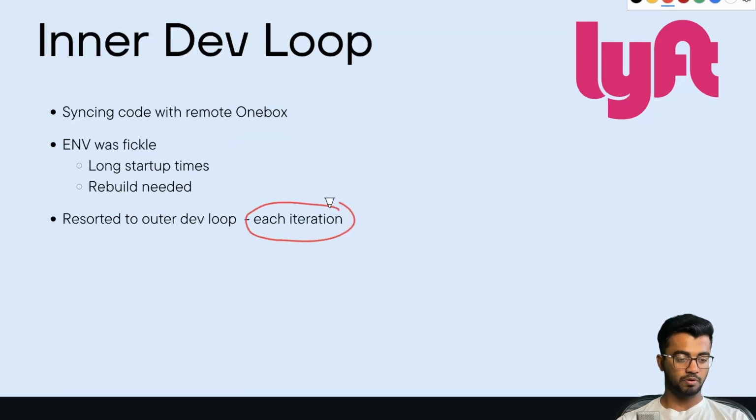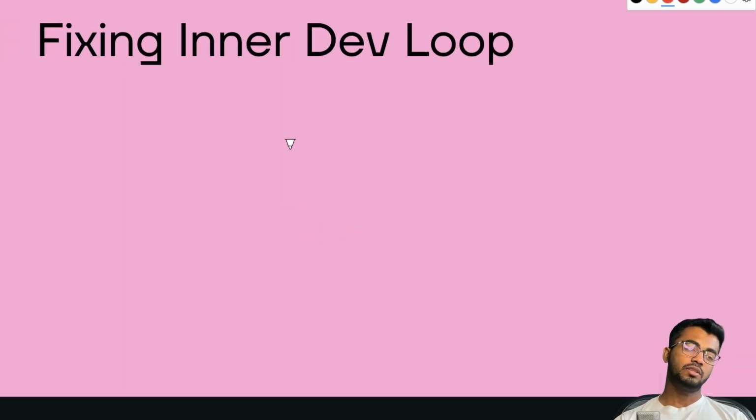What do you think was the problem with this? The problem was that it was leading to higher iterations, because the outer dev loop is not meant for faster, rapid iterations. So it increased the development cycle. The team at Lyft focused on fixing the inner dev loop in a much better way. So let's discuss what they did.